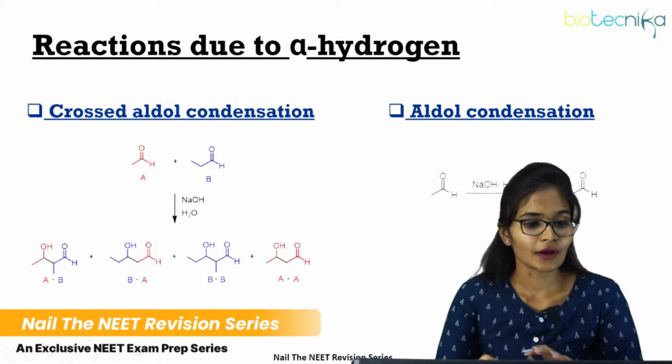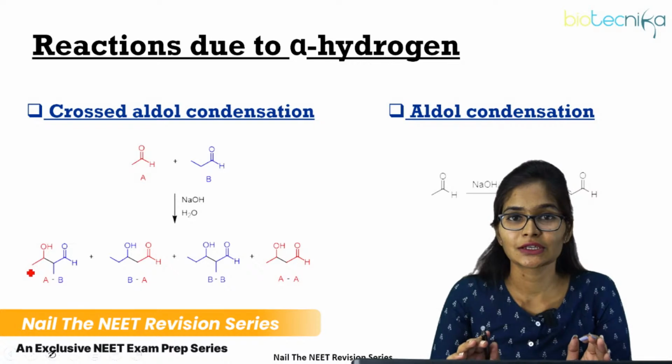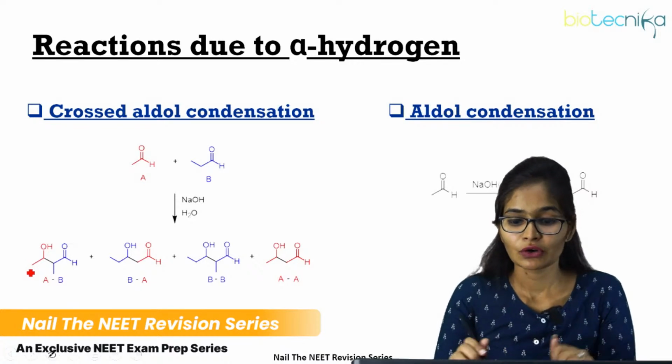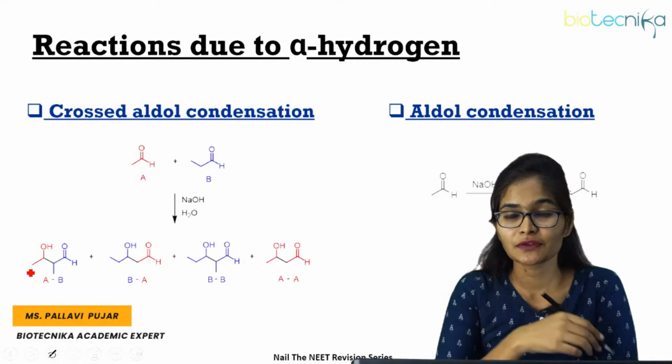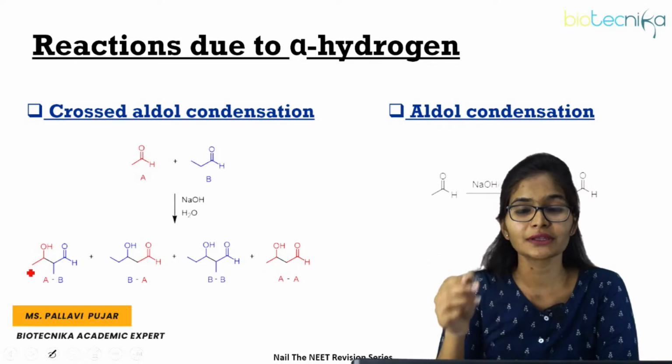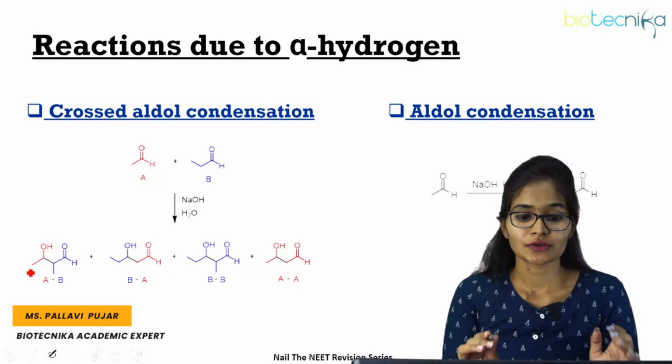So reactions of alpha hydrogen, that is due to alpha hydrogen, is most important in NEET chemistry, because most of the reactions or examples, whatever questions have been asked previously, are based on this alpha hydrogen. So what exactly is alpha hydrogen? First you have to know.